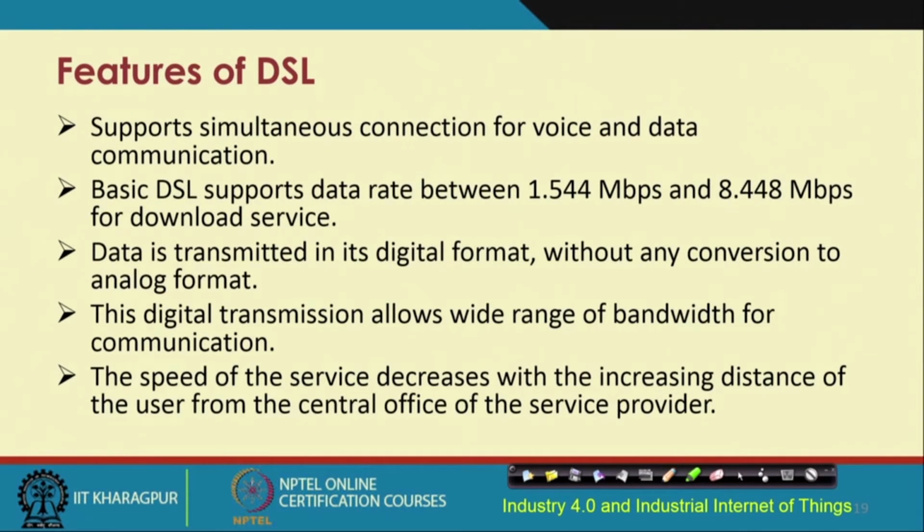So, the basic DSL supports data rates of 1.544 Mbps and 8.448 Mbps for download service. Data is transmitted in digital format without any conversion to the analog format, and this digital transmission allows a wide range of bandwidth for communication.